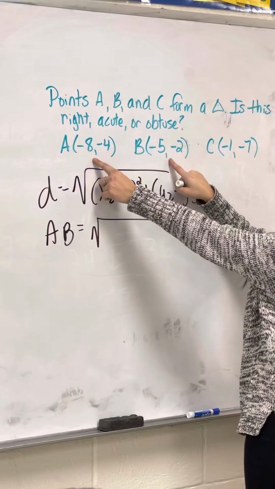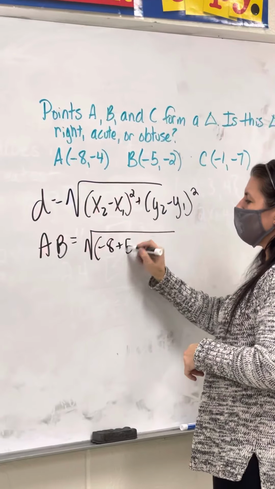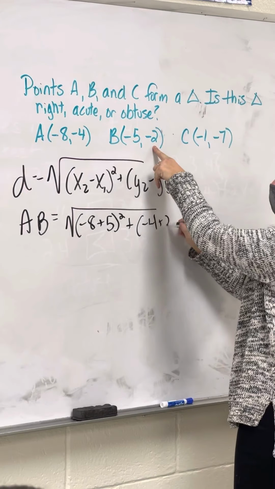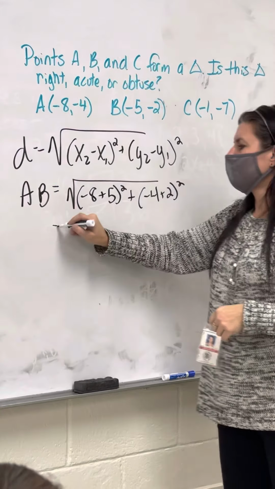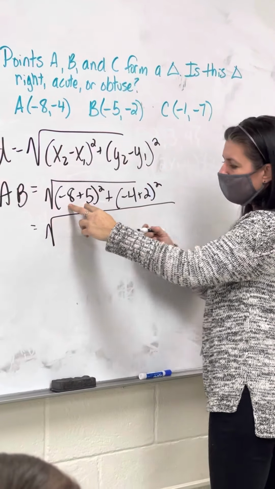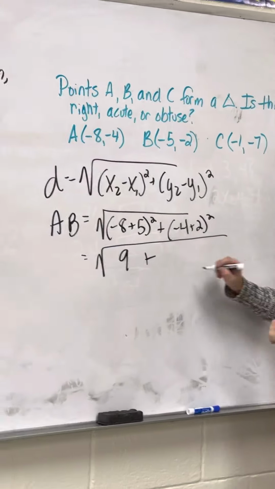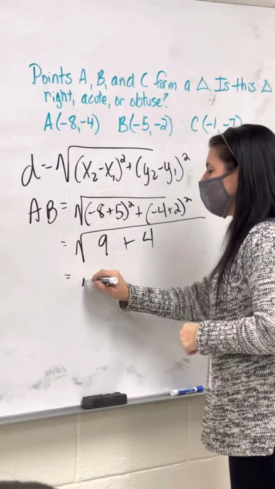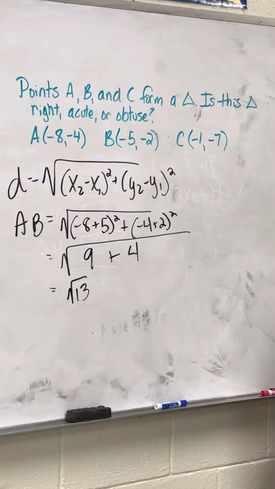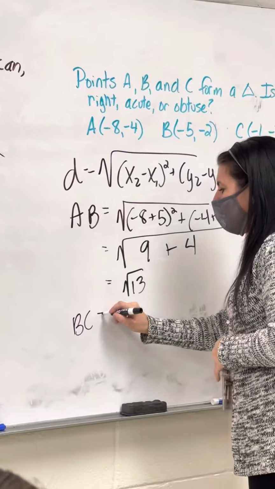So it'll be from A to B. I have -8 minus -5 or +5. -4 minus -2, which is like +2. When I subtract this out, I get -3. -3 squared is 9. When I add this, I get -2. -2 squared is 4. And I get the square root of 13. I'm not going to go any further than this, guys. Don't do decimals. Don't do simplest radical form, and you'll understand why in a minute. So that's my AB.